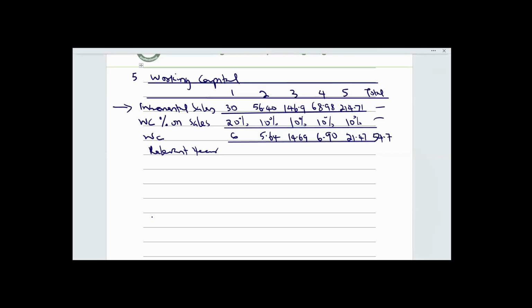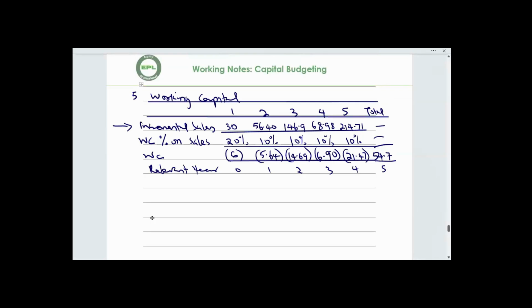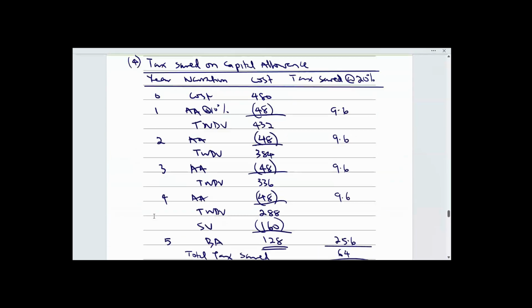Total working capital is 54.7. The rule says that working capital should be treated as cash outflow in the year before the year of occurrence and then recovered fully at the end of the useful life. So cash outflow in year 3, cash outflow in year 4, then at the end of the useful life, which is year 5, I will recover the entire working capital. So this is how we are going to treat the working capital. Let me write it out in full since I have space.